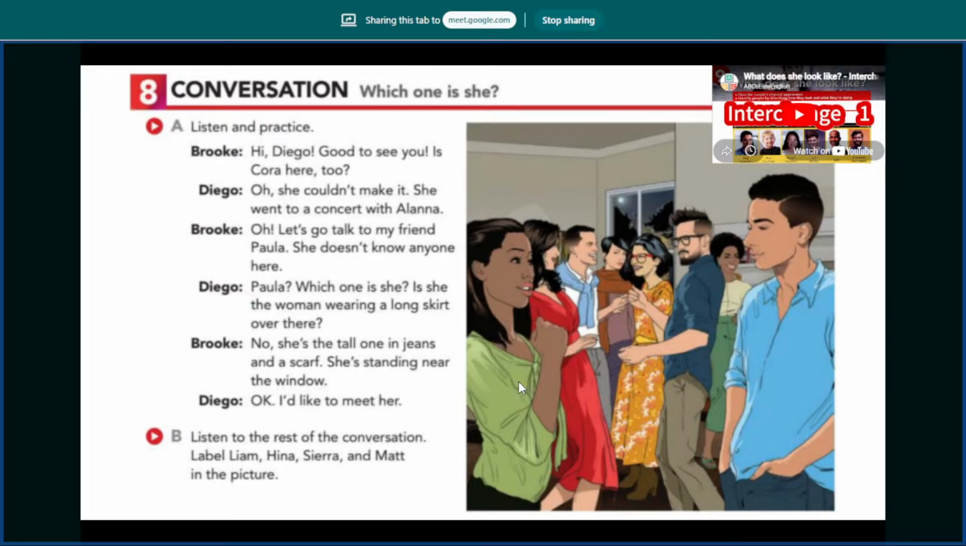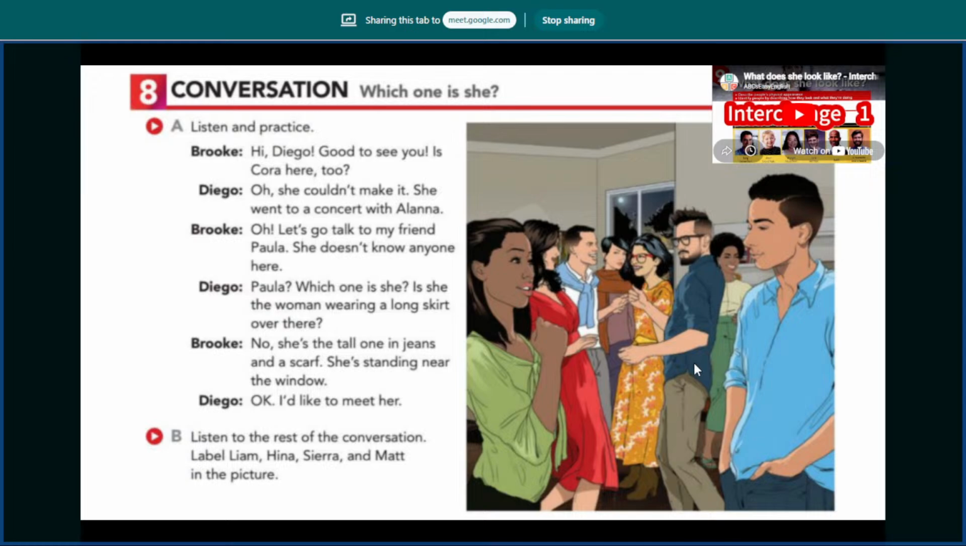Now Harish, tell me about Sierra and Matt. Red dress, one is Sierra. And he's dancing with her. The boy who is dancing with her, his name is Matt.